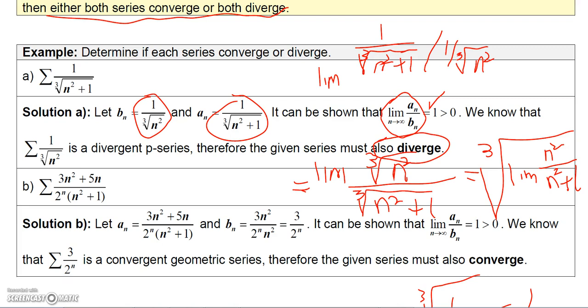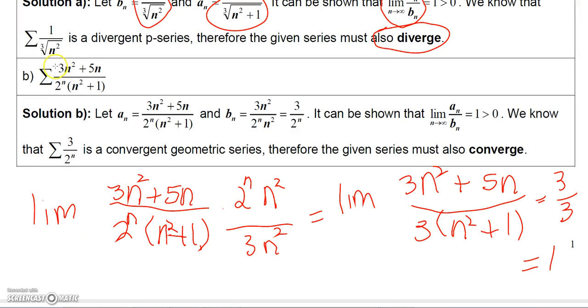So now let me clean this up a little bit. Okay, so this one here, I'm going to have 3n squared plus 5n over 2 to the n times n squared plus 1. So this is my given series. So what I can do, I'm going to compare it with this 3n squared over 2 to the n times n squared. And that actually is the same as, because the n squareds can cancel, 3 over 2 to the n. Okay.